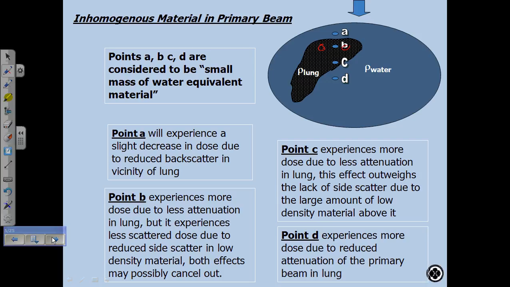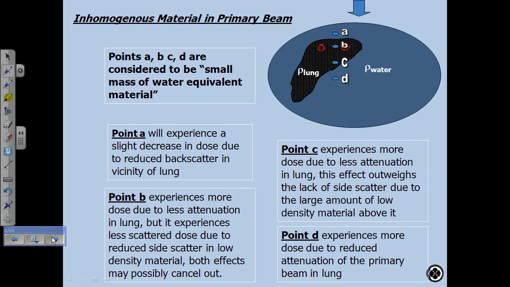Then point D experiences more dose due to reduced attenuation of the primary beam above it. That all makes sense, right? Pretty obvious. Now, when we talk about the intensity of radiation, we can talk about it in terms of fluence. Remember what fluence is? It's photons per cc, or photons per area. Or it could be dose intensity. It could be centigray per minute.